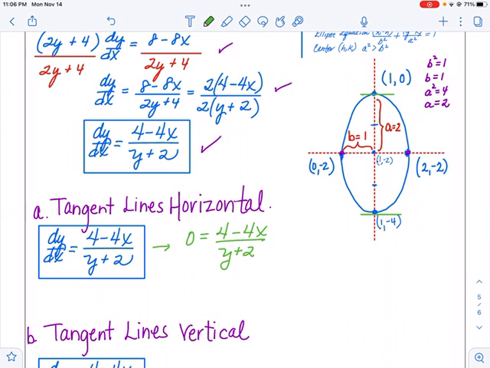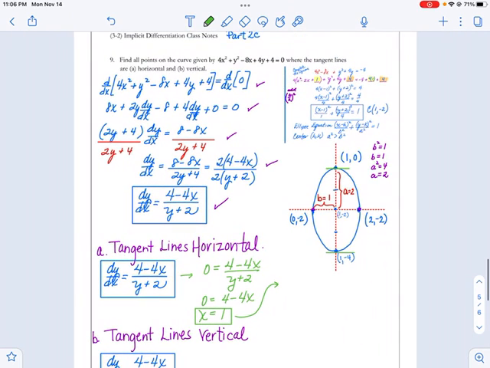And the only place a fraction is going to be truly equal to 0 is in the numerator. So you can multiply both sides by y plus 2, and you would get 0 is equal to 4 minus 4x. And you can see that you would get x is then equal to 1 by solving. So we get x is equal to 1. Now, to find the y value, you would have to put it back into the original equation mathematically, if that's what you were going to do.